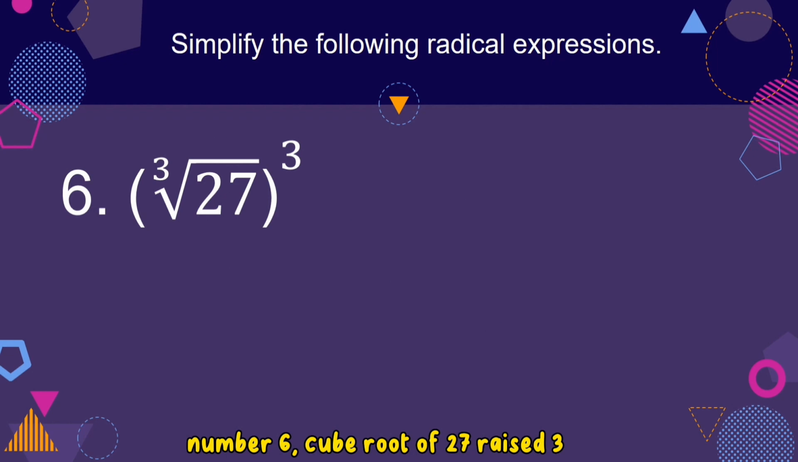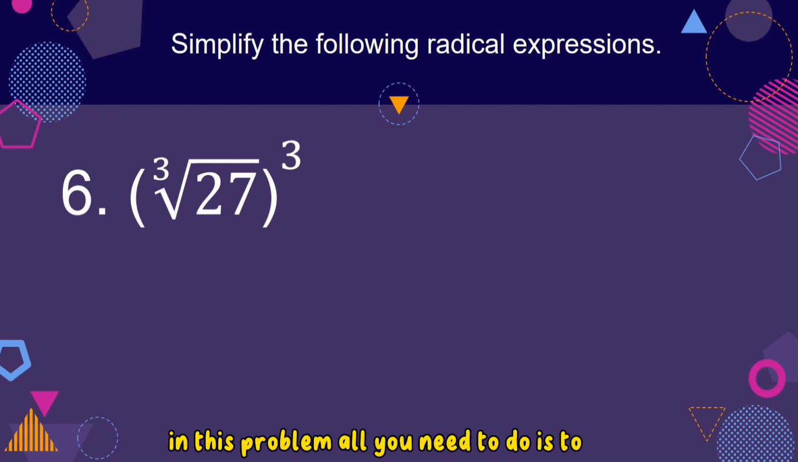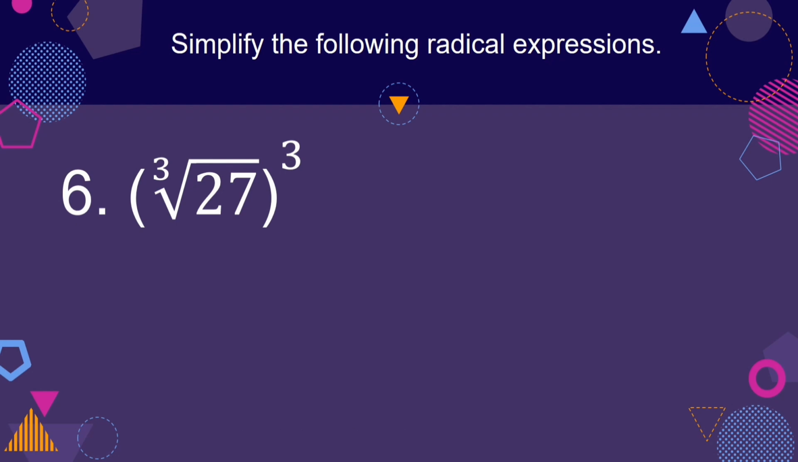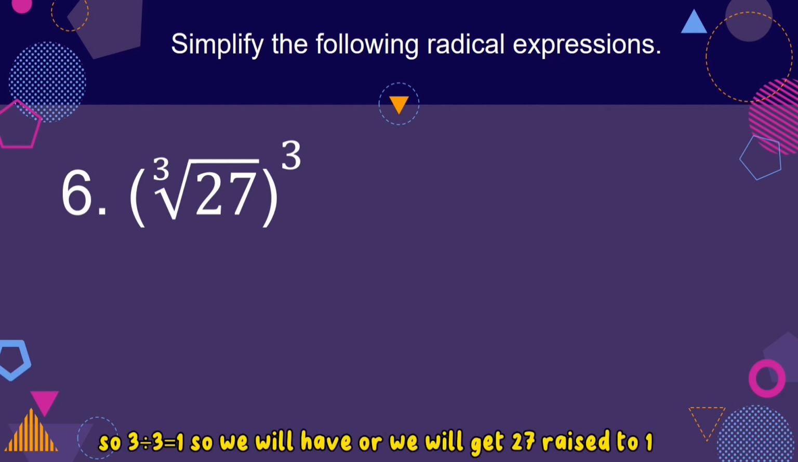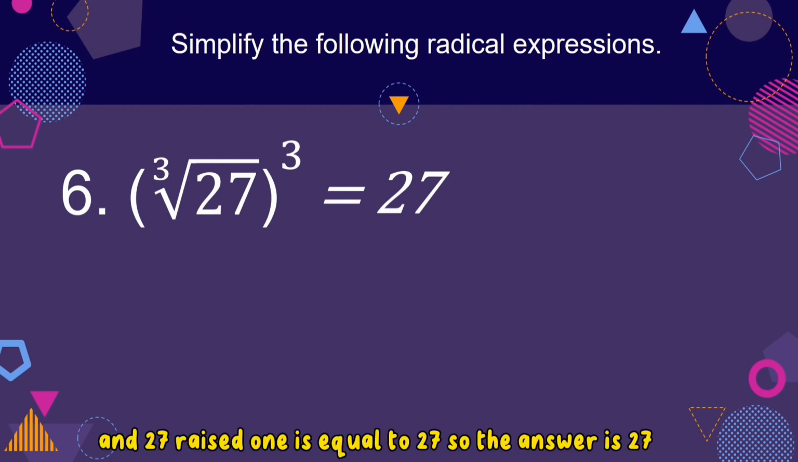Number 6. Cube root of 27 raised to 3. In this problem, all you need to do is to divide the exponent 3 by the index 3. So 3 divided by 3 is 1. So we will get 27 raised to 1. And 27 raised to 1 is equal to 27. So the answer is 27.